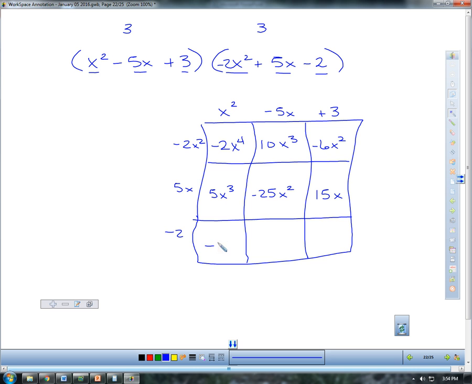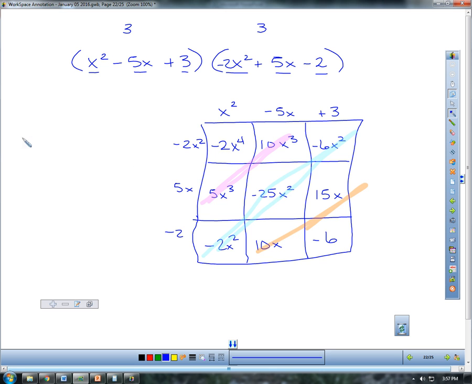Negative 2 times x squared is negative 2x squared. Negative 2 times negative 5 is positive 10 times x. Negative 2 times positive 3 is negative 6. Now, remember, if you are diagonal from each other this direction, it will be your like terms. So notice how those all got put in a nice pretty place for you to deal with. All we have to do is combine like terms now.